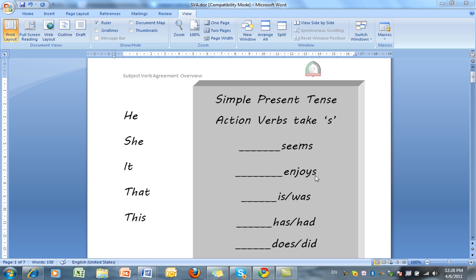One of the tricky aspects, and one of the areas where I see really high frequency errors, is with the S at the end of simple present tense verbs. It's critical that we get these correct. So for example, she seems like a nice person. She enjoys sports. Very important that the S is there.